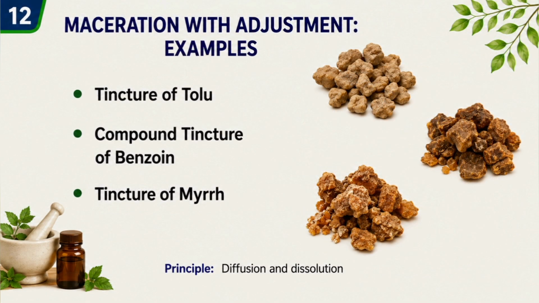Examples of maceration with adjustment include tincture of tolu, compound tincture of benzoin and tincture of myrrh. Tolu, benzoin and myrrh are resinous materials. So this is why understanding the physical nature of the drug is extremely important.